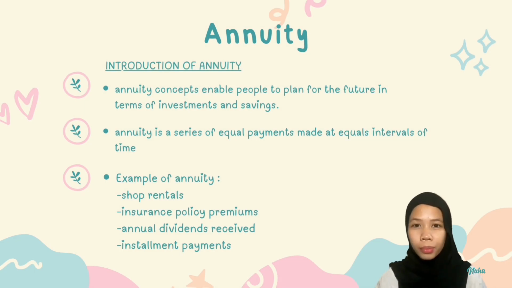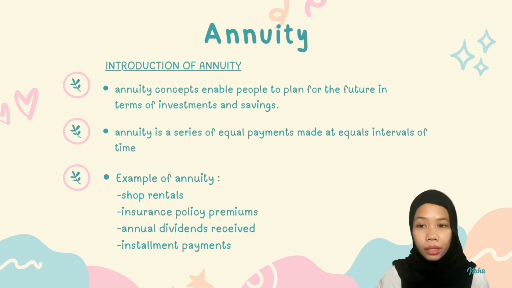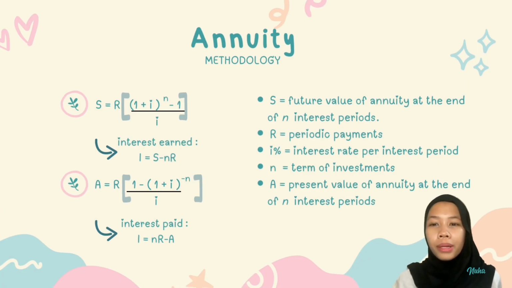Let's move on to the next topic, which is annuity. What is annuity? Annuity shows concepts that enable people to plan for the future in terms of investments and savings. Annuity is also a series of equal payments made at equal intervals of time. There are a lot of examples of annuity, such as shop rentals, insurance policy premiums, annual dividends received, and installment payments.